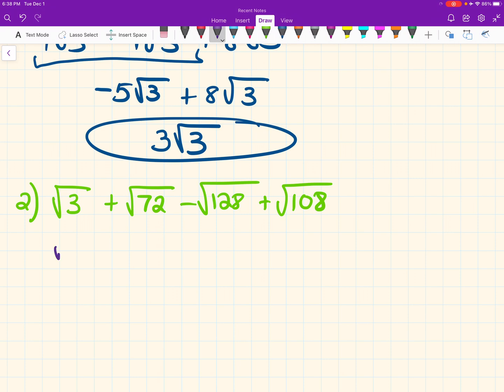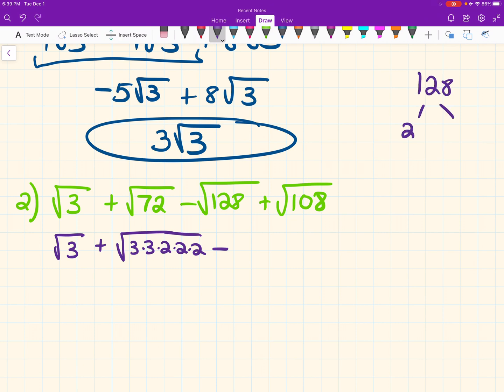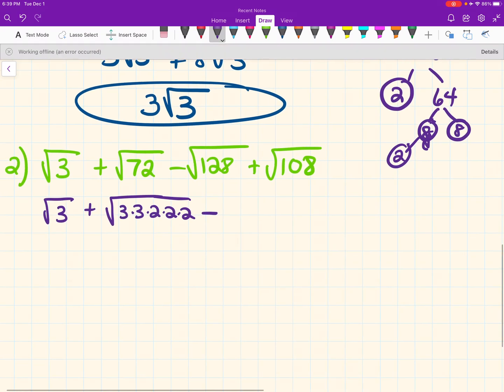So the square root of 3 doesn't change. 72 is 3 times 3 times 2 times 2 times 2. 128, I have to do it, even though I did it the other day, now I can't think of it. That goes in 64. Okay, so there's my first prime. And then that's 8 times 8. So that's 2 times 4, and that's 2 times 2.